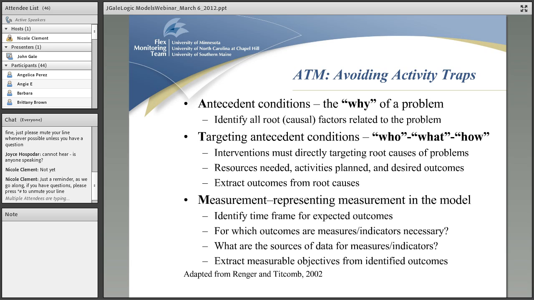This is the how: who, what, and how. Who are we targeting our intervention to? Is it the business office folks in a hospital? Is it the quality improvement staff? Is it the EMS folks in a community? Who's involved and who are we trying to help? What are we trying to do? And what are we trying to fix?